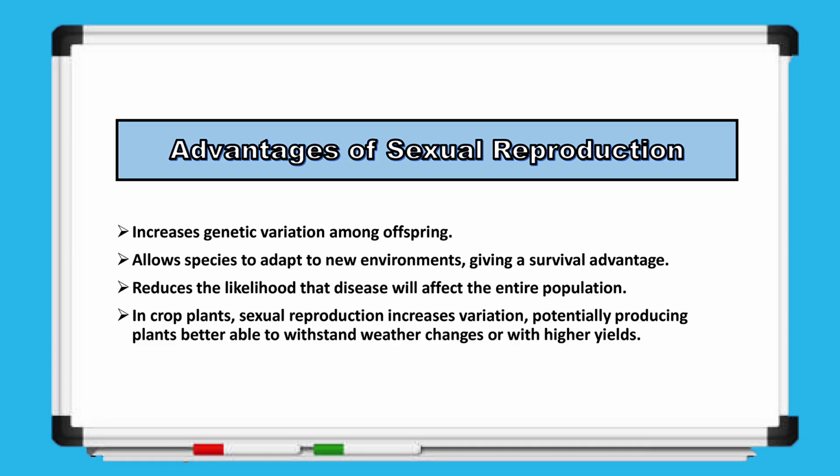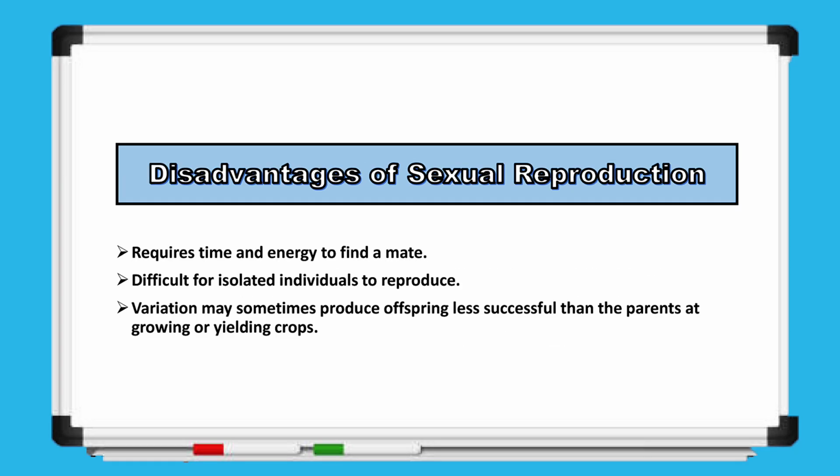In crop plants, sexual reproduction introduces variation, which can lead to plants that are better able to withstand environmental changes or produce higher yields. And the disadvantages include that it requires time and energy to find a mate, making reproduction difficult for isolated individuals. Sometimes the genetic variation may result in offspring that are less successful than their parents in terms of growth or crop yield.